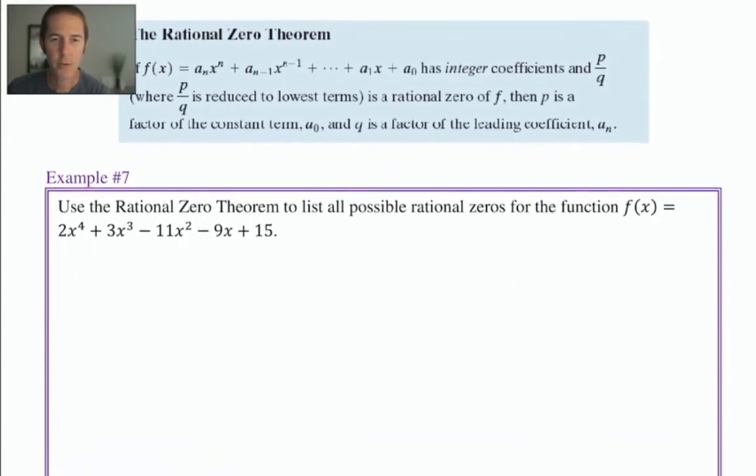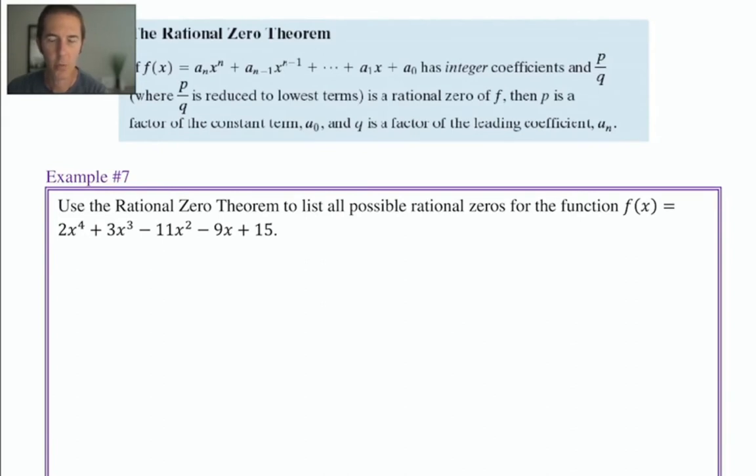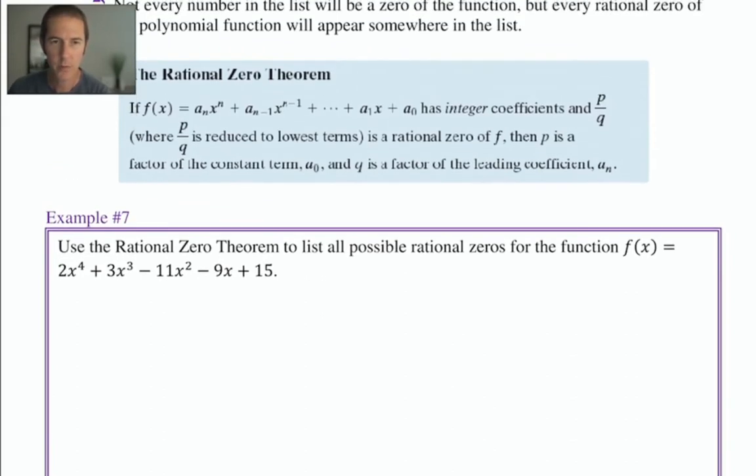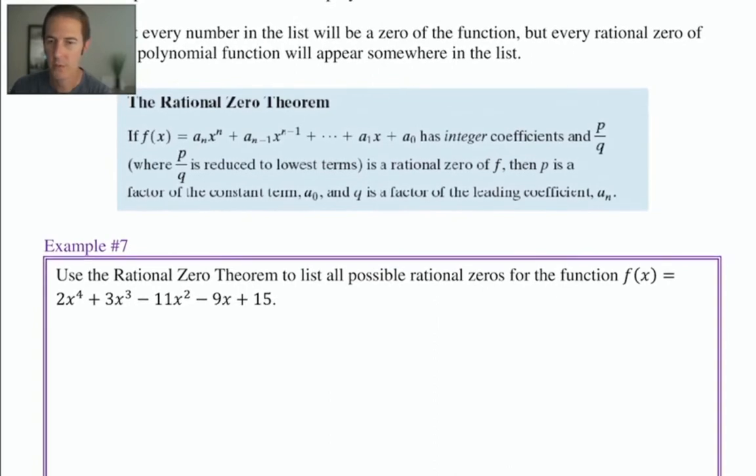We use the rational zero theorem when we're looking at a polynomial like this one. And what we do, so I'm going to use this example in conjunction with the information that's in this blue box here. What this information for the rational zero theorem tells us is that if we take all of the possible factors of p and divide by all the possible factors of q, and we reduce all those fractions into their lowest terms, then we're going to have a list of the possible rational zeros.